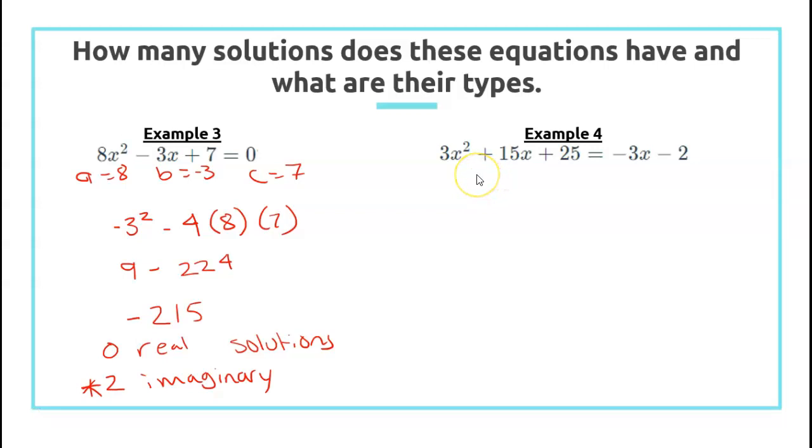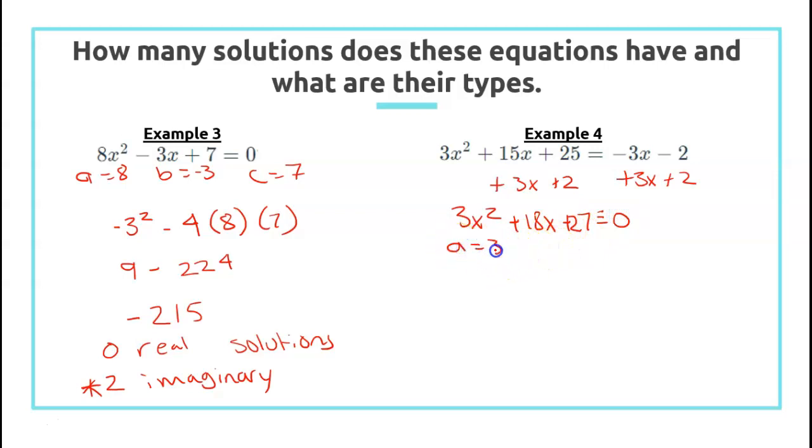In example 4, we are asked to find the number of solutions and types of 3x squared plus 15x plus 25 equal to negative 3x minus 2. I can see that my standard form is not complete yet, so I'm going to add 3x plus 2 to both sides. And that's going to leave me with 3x squared plus 18x plus 27 is equal to 0. Now I'm in standard form.